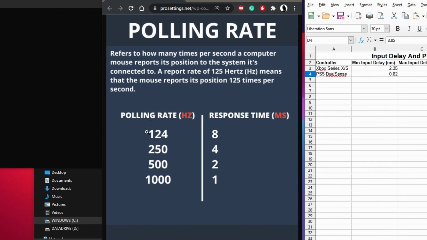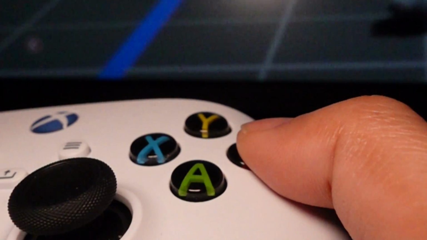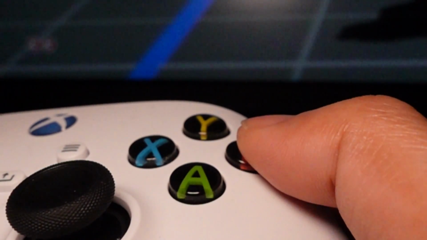As you can see here, the higher the hertz, the lower the delay is gonna be for our controller. In other words, the more often our controller reports its position, the less input delay we're gonna have. I don't know about you, but I find the science behind this whole thing to be fascinating. I learned a lot about how controllers work, and hopefully you learn a few things as well.